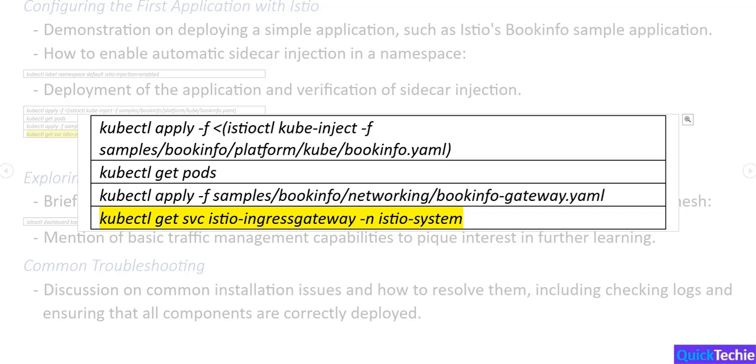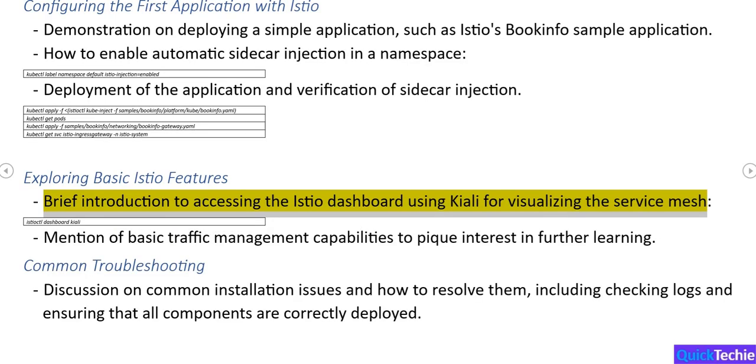You've now seen how to prepare a namespace for Istio, deploy an application with sidecar injection, and access the application through Istio's Ingress gateway. This practical example serves as a foundation for exploring the extensive features Istio offers to manage, secure, and observe microservices. Introduction to Istio's monitoring tools.